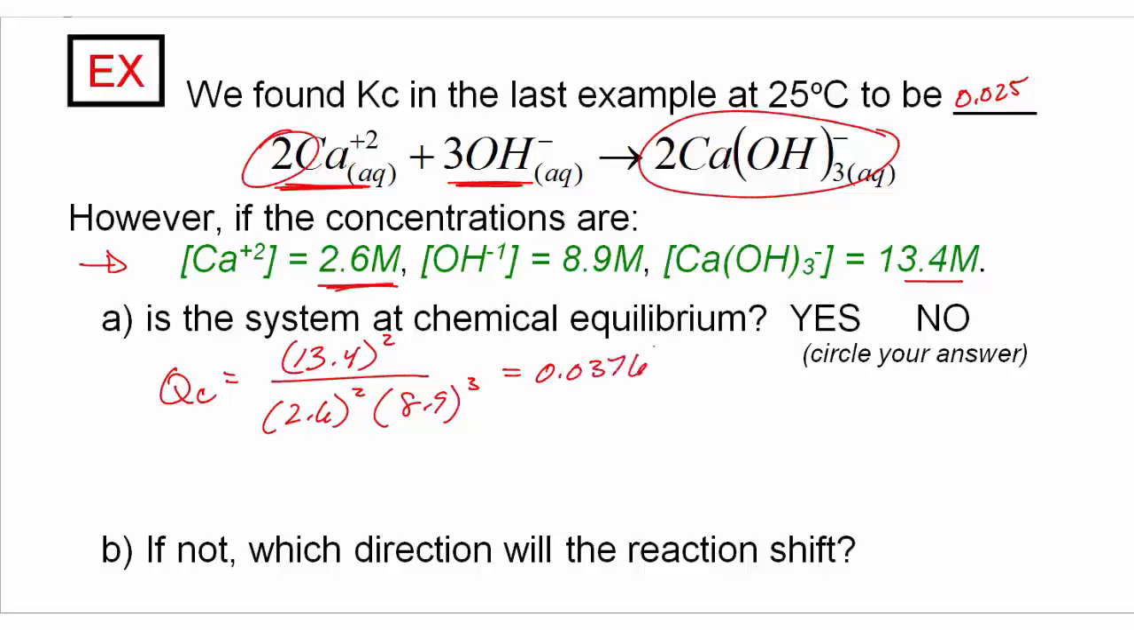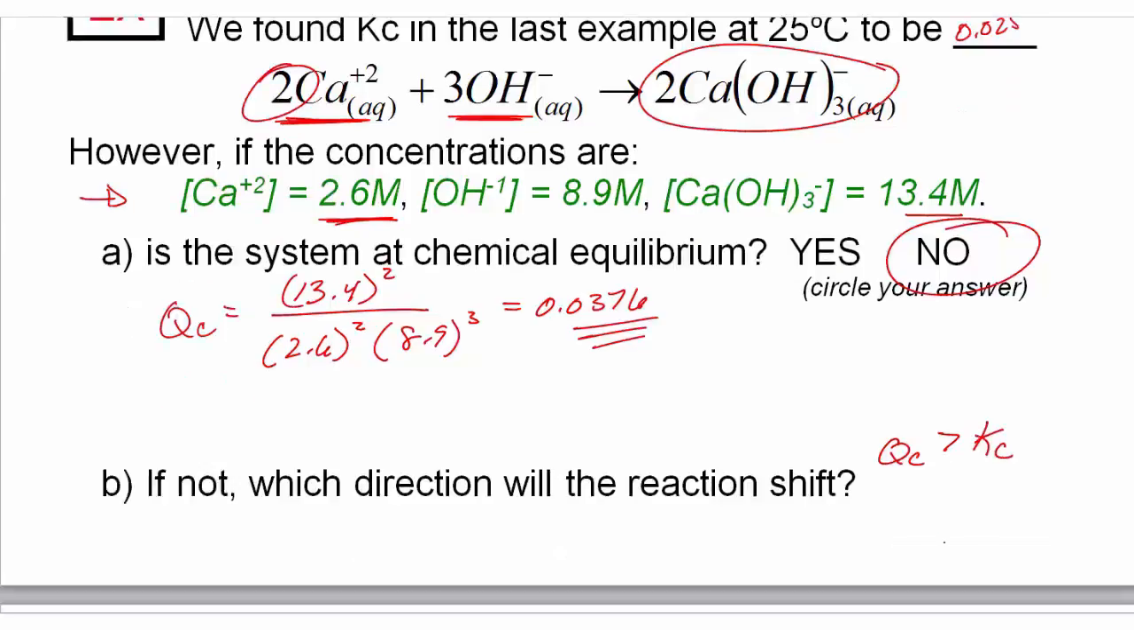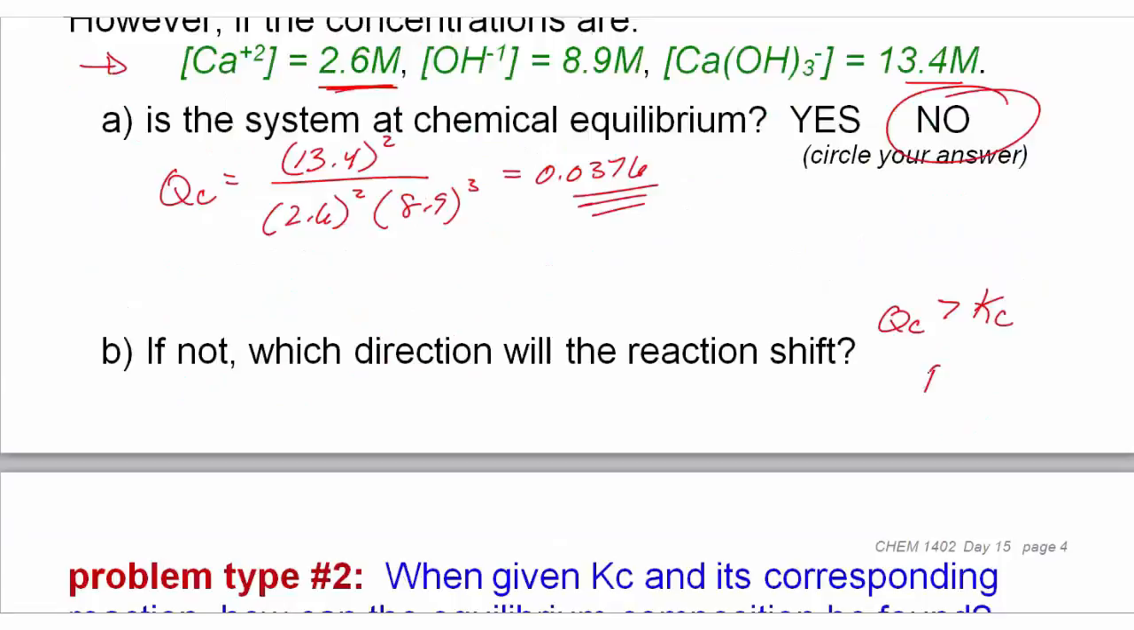Okay. Did I get KC? No, I didn't. This is 0.0376. So, are you at equilibrium? Definitely not. Which direction will it shift? QC is greater than KC, right? QC is too big. And remember these expressions, they're always products over reactants.